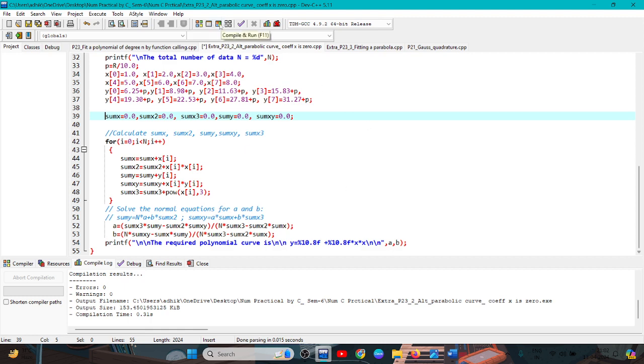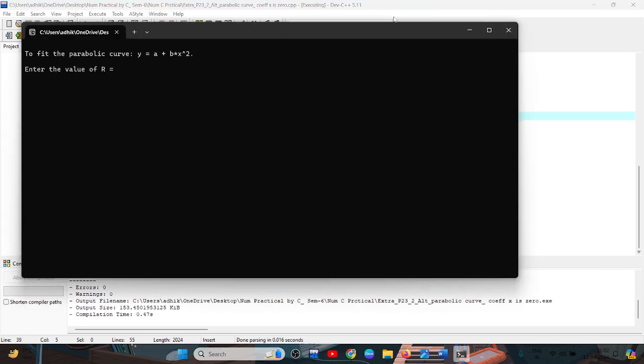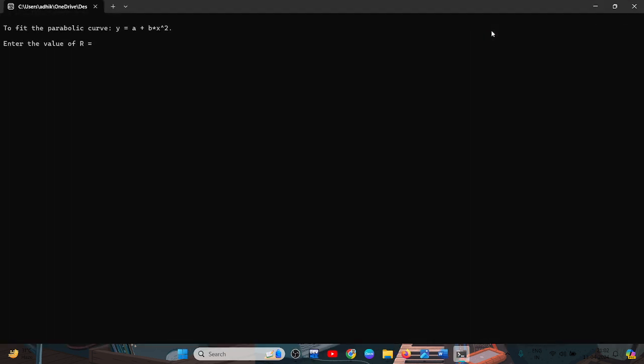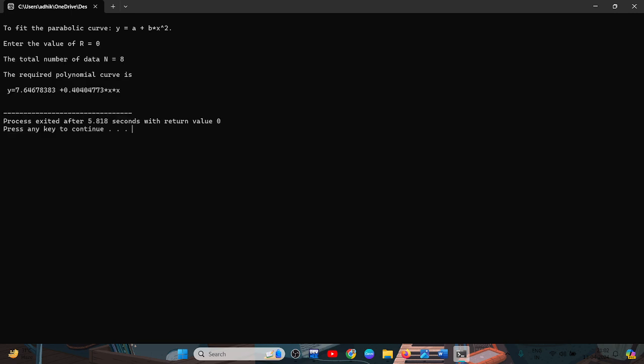So we compile and run this. R equals, say, 0, total number of data equals 8, and the required polynomial curve is y equals 7.64678383 plus 0.40404773 x square.